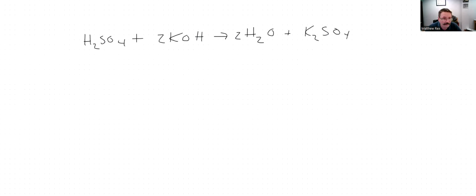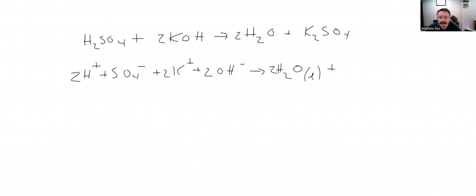to balance out the 2- charge on the sulfate. In terms of what ions we'd have, I'd have 2 H+ floating around here, I'd have the SO4 2-, I'd have 2 K+, I'd have 2 OH-. And then over on this side, the H2O is going to stay together as a liquid because it's not aqueous, but the potassium sulfate is ionic, so it will dissociate into those K+ and SO4 2- ions. So that's my complete ionic equation there. 4 aqueous parts on the reactant side, and 2 on the product side, and 1 liquid.